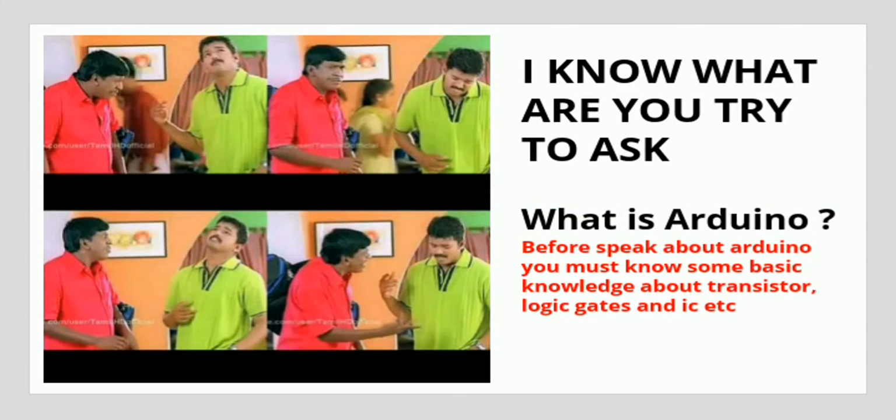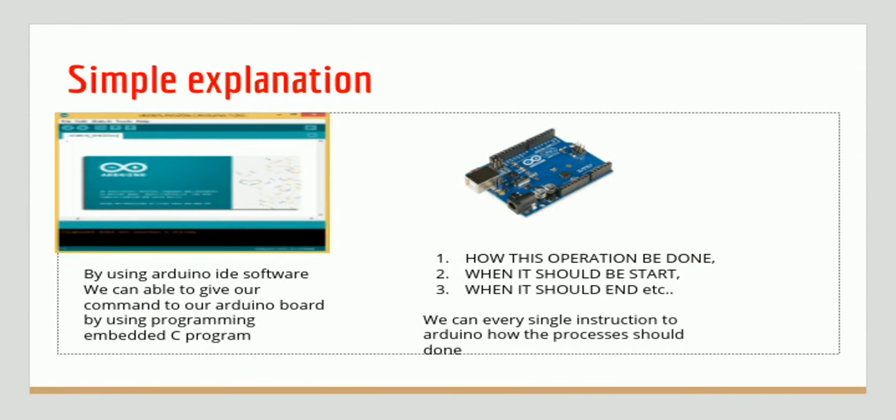So yeah, I can understand what you are trying to ask. What is Arduino, bro? Before I talk about Arduino, you should know some basic knowledge, right? That's why I am talking about transistors, logical gates, etc. Okay, let's talk about Arduino. A simple explanation: Arduino is a controller. We can control the output by controlling the process applications. By this controller we can control many operations.